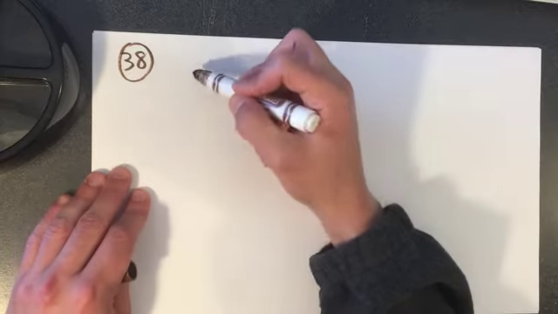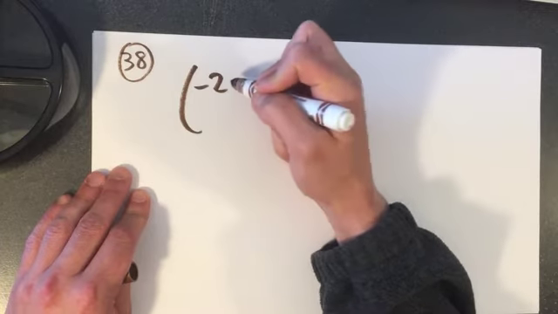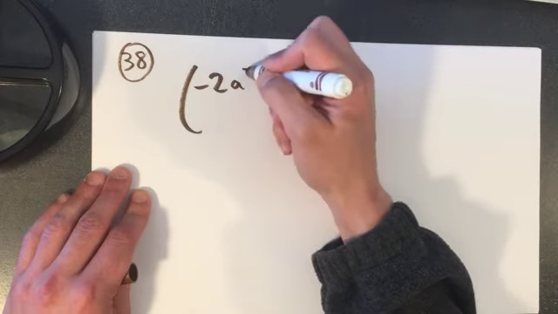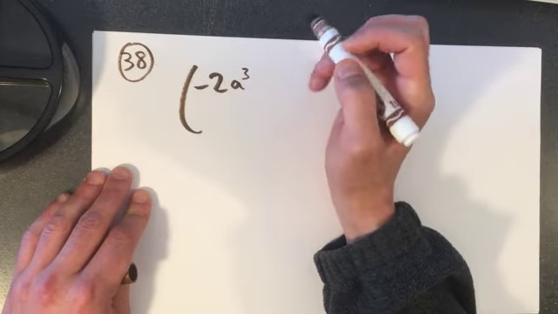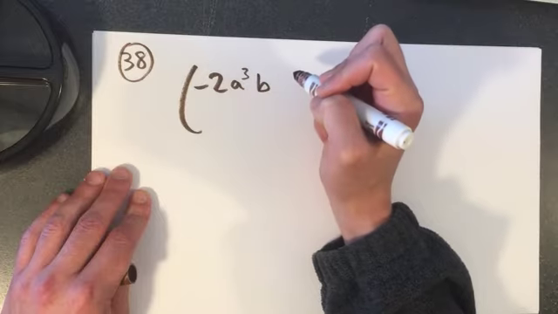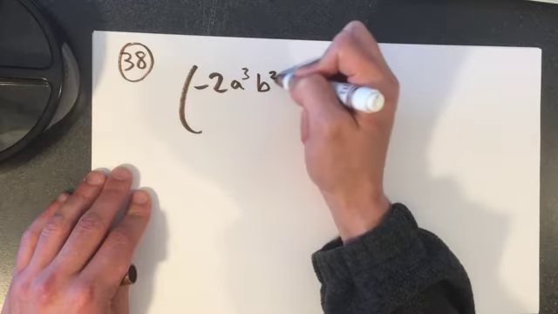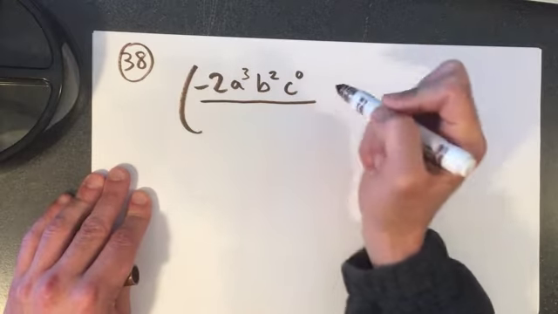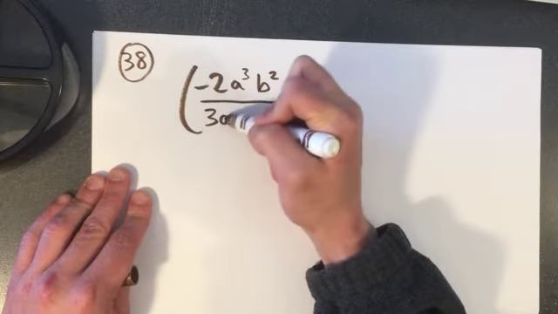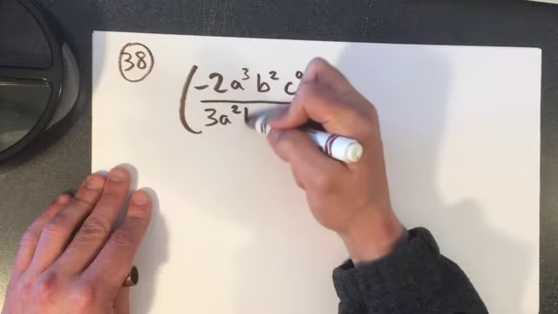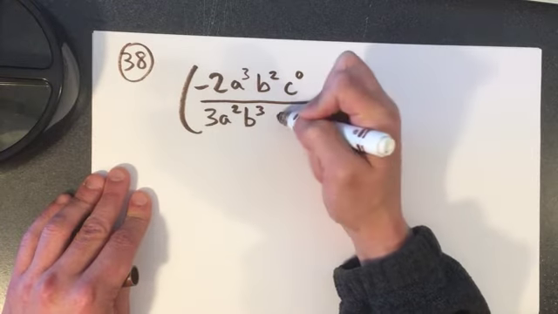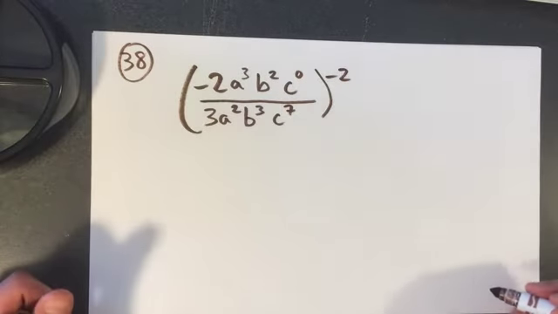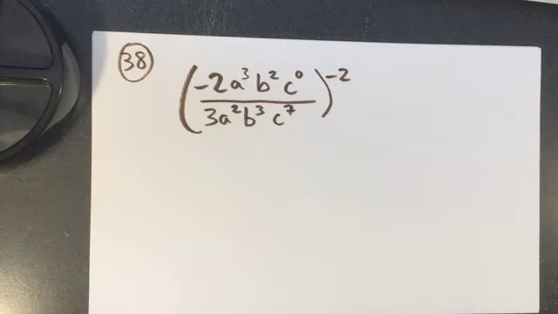So we have negative 2a, 3, b squared, and we have c to the 0 power in the denominator. Pardon me. We have 3a squared, b cubed, c to the 7th, and all of this is to the negative 2 power. Yikes! What can I do though?